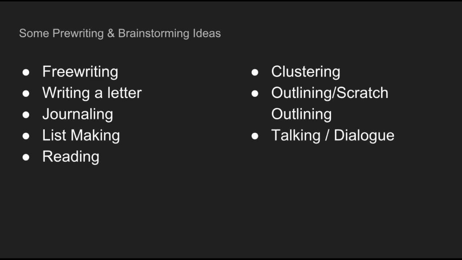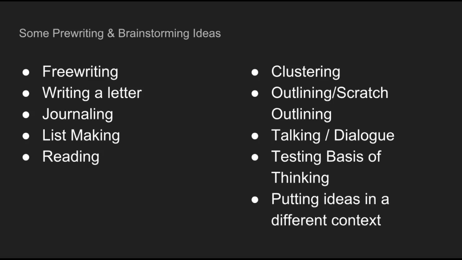Other ideas that you can have are clustering, outlining or scratch outlining, doodling, talking, dialogue. Some people are oral processors, which means they need to talk to somebody in order to have ideas. So you've got to find a safe person, a good person who's willing to listen to you, maybe sometimes interact, for you to talk through your ideas. And then testing bases of thinking. Sometimes you can create a little test for yourself, a little experiment to help you get started. It depends on you.